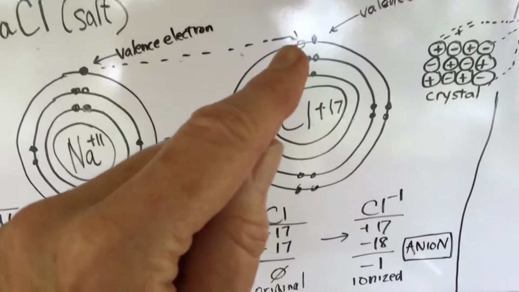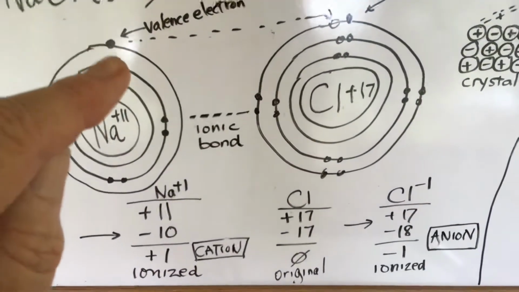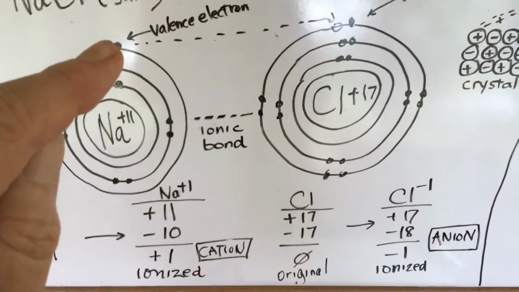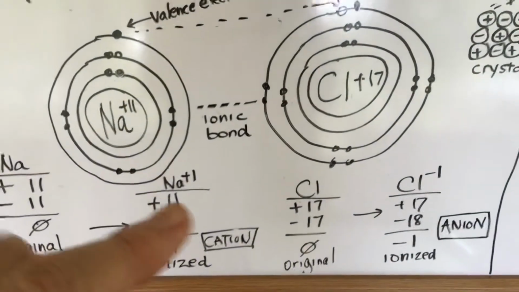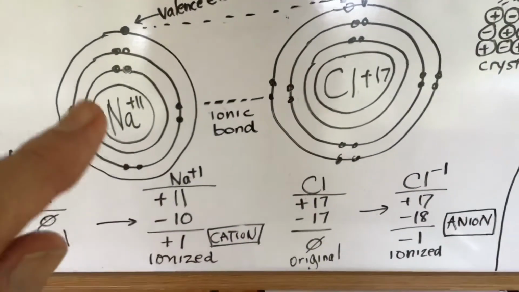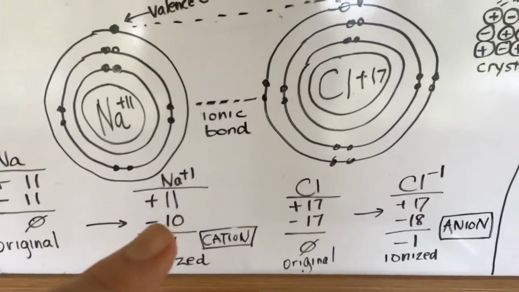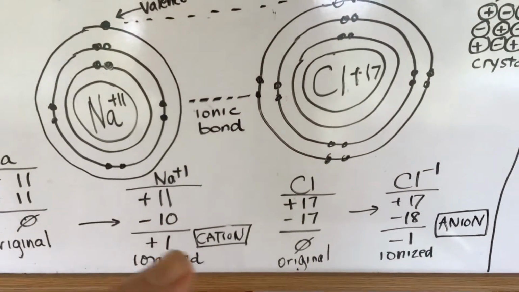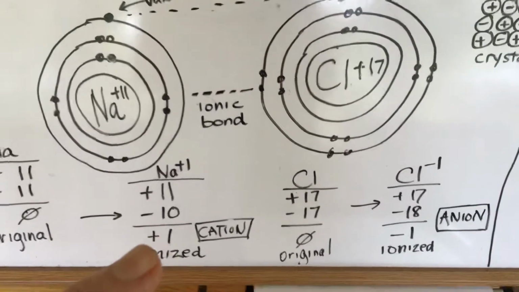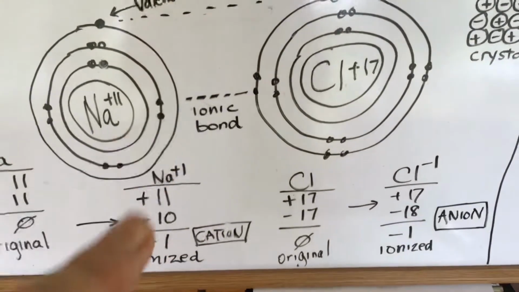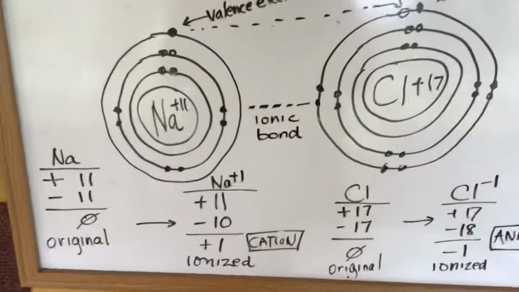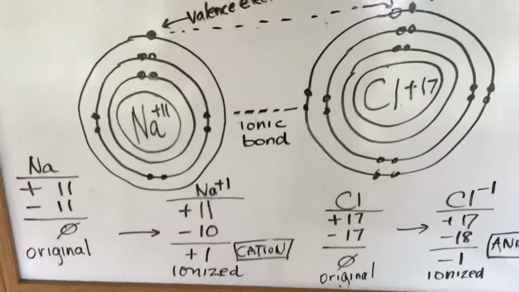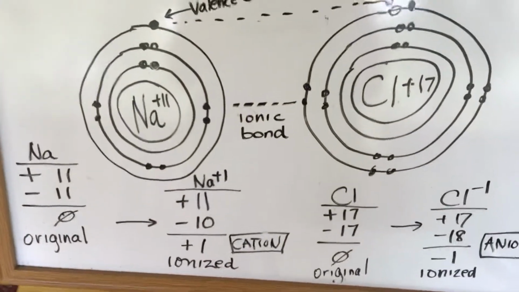And when that happens, there are fewer electrons over here. So there's now still +11 in that central core, but -10, because we lost an electron, instead of -11. That means its overall charge is +1. This creates an ionized version of sodium called an ion, or because it's a positive charge, it's called a cation.